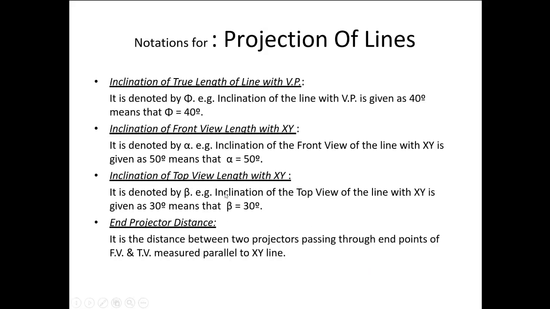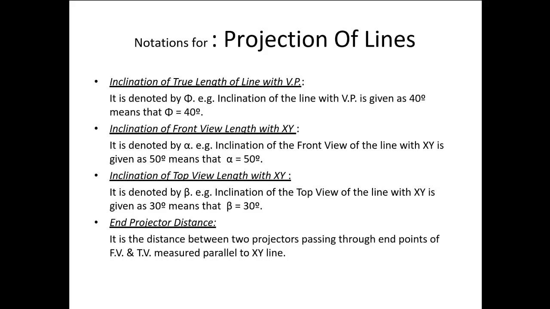Similarly, when the inclination of this true line is with respect to VP, the angle is denoted as phi. For example, the angle is 40. So the angle made by the line with the VP will be 40.